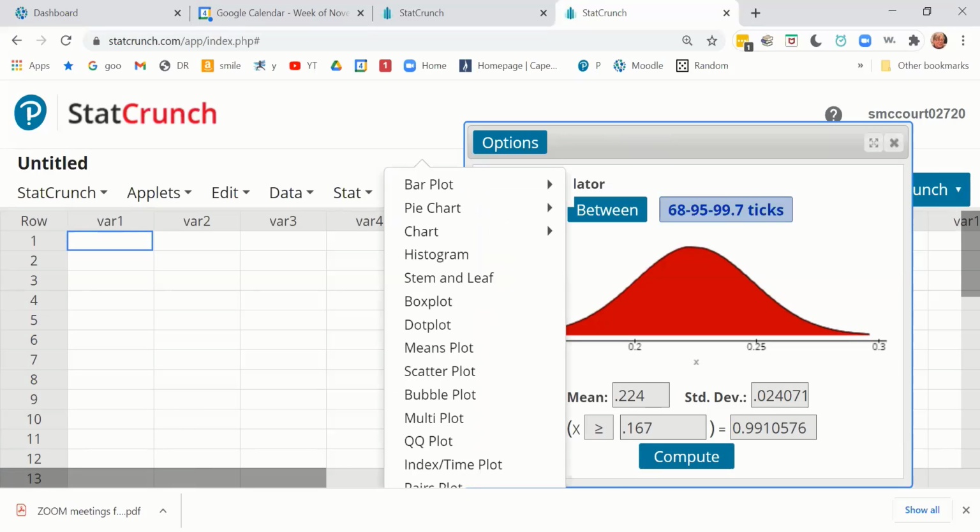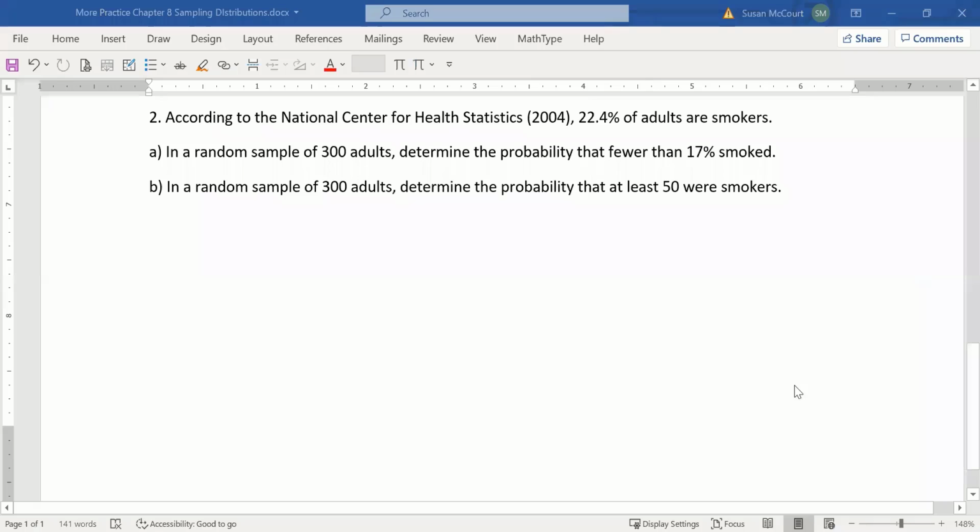Okay, so going back. Too many pens around. There we go. So our answer is now, I can't remember, 0.9911. So almost 100%. Let's look at that at least 50 were smokers idea.